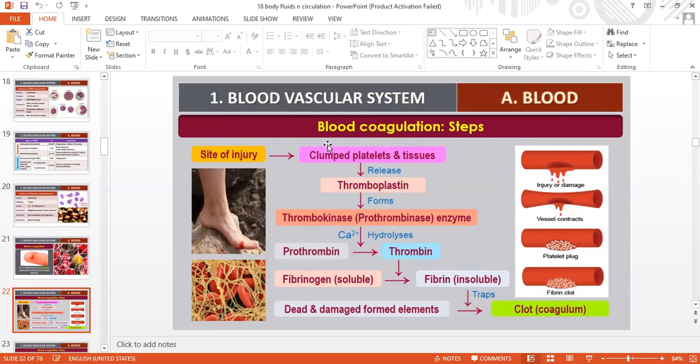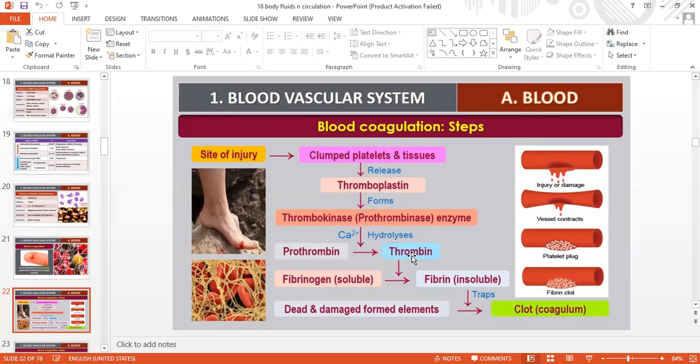Now let us study the different steps of coagulation of blood. Whenever injury takes place, at the site of the injury, the clumped platelets and tissues release thromboplastin. This thromboplastin converts prothrombokinase into thrombokinase. In the blood, prothrombokinase is already present, that means thrombokinase in inactive form is present. Now, this thrombokinase acts as an enzyme and it converts prothrombin into thrombin in the presence of calcium ion.